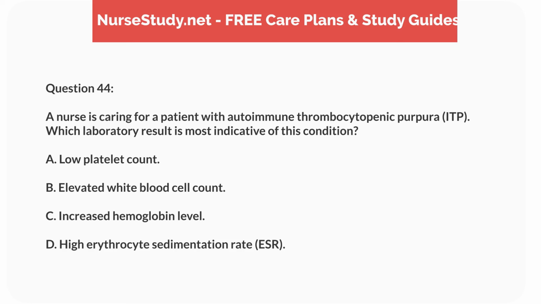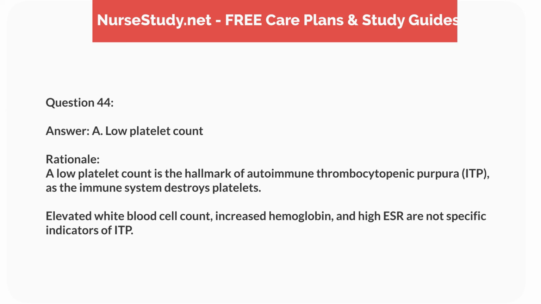Question 44. A nurse is caring for a patient with autoimmune thrombocytopenic purpura, ITP. Which laboratory result is most indicative of this condition? A. Low platelet count. B. Elevated white blood cell count. C. Increased hemoglobin level. D. High erythrocyte sedimentation rate, ESR. Answer: A. Low platelet count.